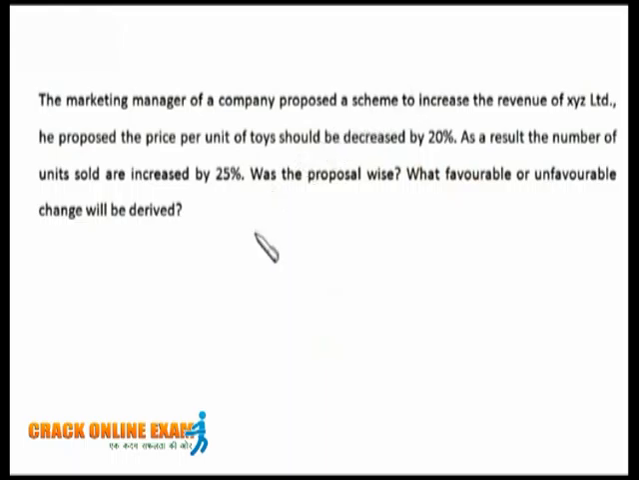Now let's see this question. The marketing manager of a company proposed a scheme to increase the revenue of XYZ Limited. He proposed the price per unit of toys should be decreased by 20%. As a result, the number of units sold increased by 25%. Was the proposal wise? What favorable or unfavorable changes will be derived? Friends, here we are dealing with two variables, the number of units and their price. So price into number is equal to revenue.